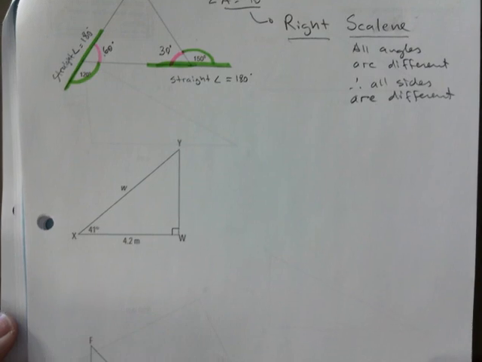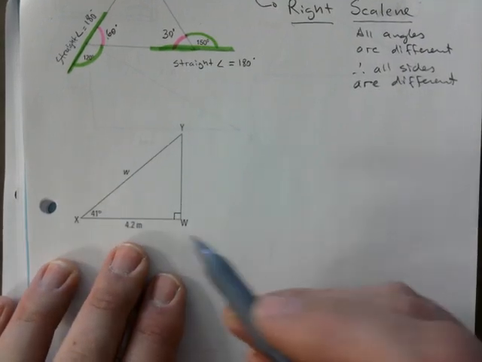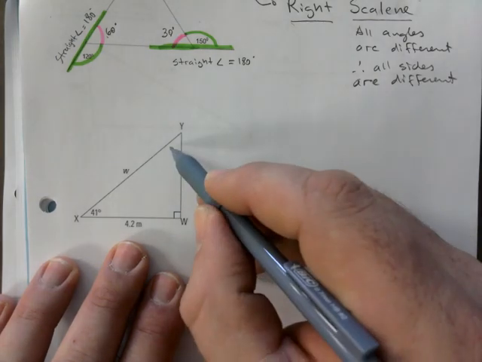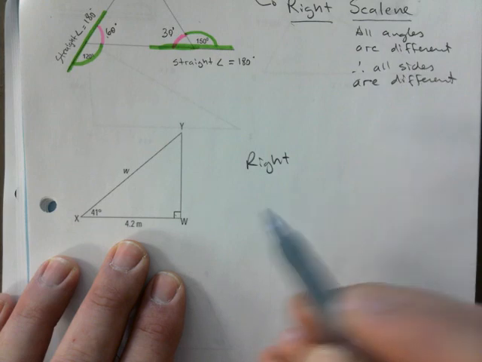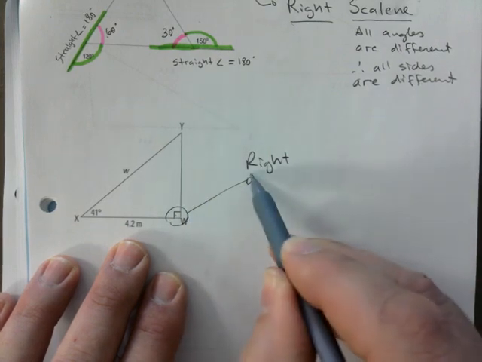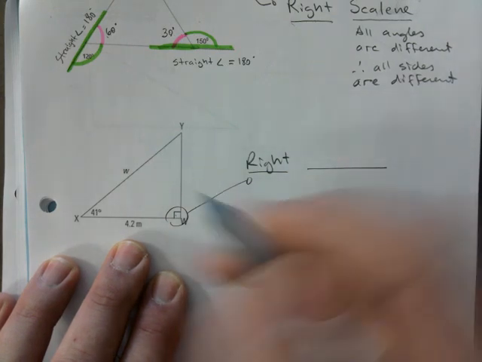Will I do this one? I think these ones are fairly simple to do, but let's just do one more. You know for sure this is a right something because of that. So right something. We need to figure out if this is equilateral. It's definitely not equilateral, right?